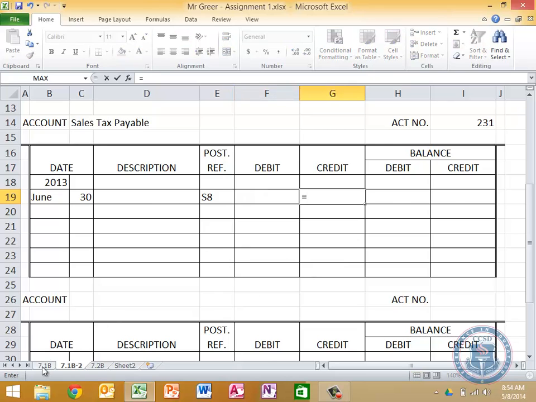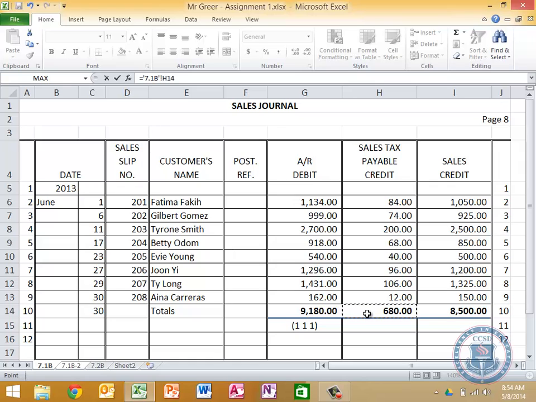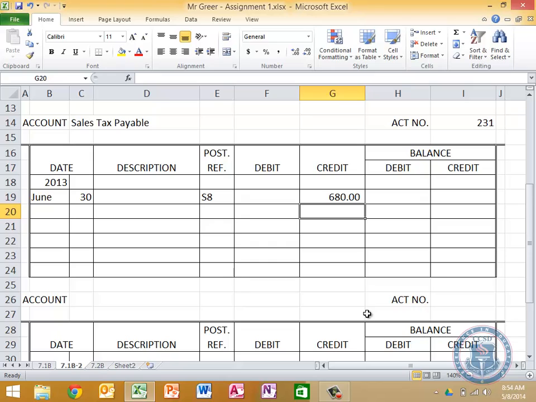I'm going to say equals, and I'm going to come back over here and just click on my total. That way I know I didn't screw it up. When I hit enter, 680 comes across. Bam. Clickety-clack. And then, do I have a debit or a credit balance? Yeah, so I'm just going to say equals 680. There we go.